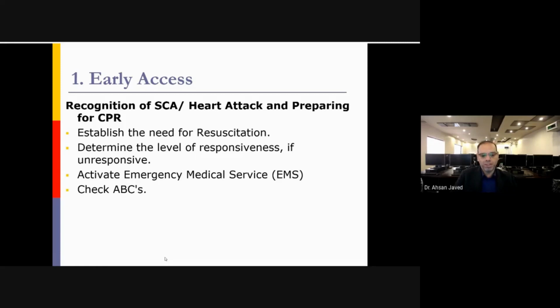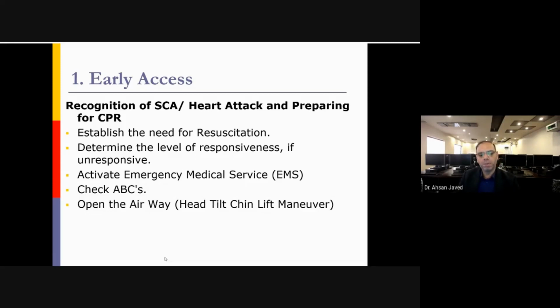Check the ABCs. A is for airway, so you have to manage the airway. Then you check for breathing, whether the patient is breathing or not. If the patient is not breathing, then there is a respiratory compromise. Then you check for circulation by checking the pulses. It can be a peripheral pulse, or a carotid pulse can be identified. If there is no pulse, the person is having a cardiac compromise, or may be having a combination of both respiratory and cardiac compromise.